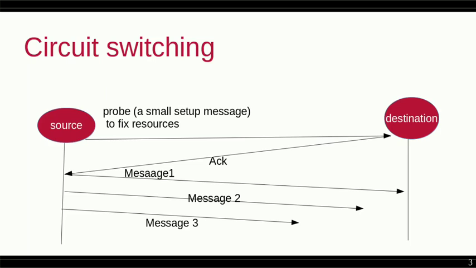Then this source receives the acknowledgement message. It releases the message, which then travels quickly through the network. Then further messages can be sent from the source to the destination. Once the message completes its traversal, the resources are deallocated.